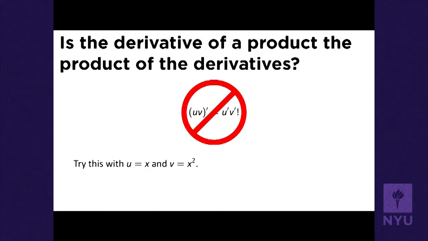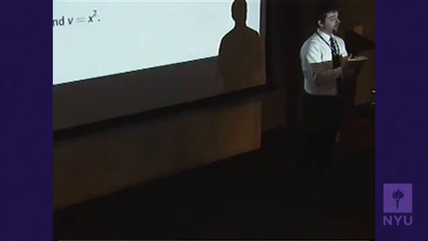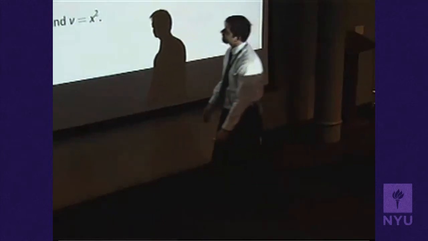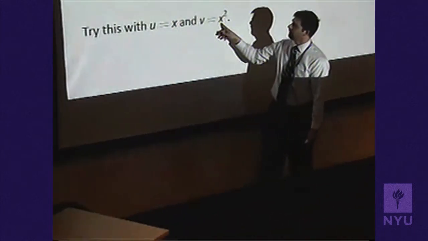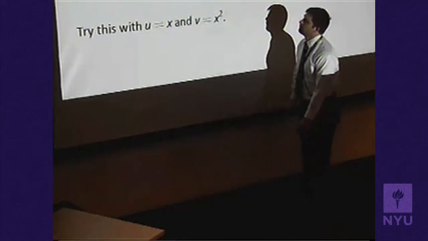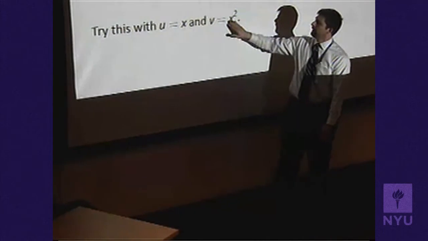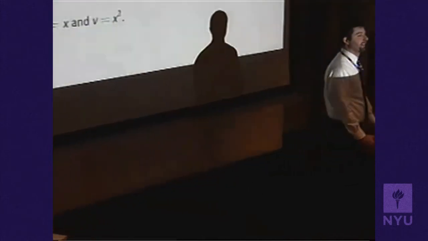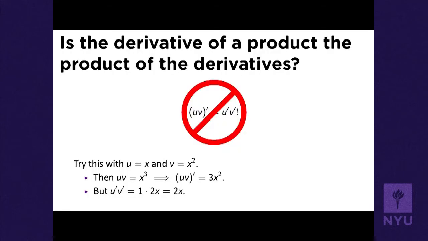If you take a simple example, like one function x and the other function x squared, then you can test whether this is true. You can test whether the derivative of the product is the product of the derivatives. What is the product of the two functions? It's x cubed, and the derivative of x cubed is 3x squared. But the derivative of u is 1, and the derivative of v is 2x. The product of those two is 2x. 3x squared is not the same function as 2x. Okay, so because it's not true in this particular counterexample, we don't have a rule like this.